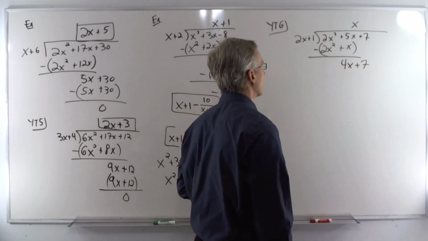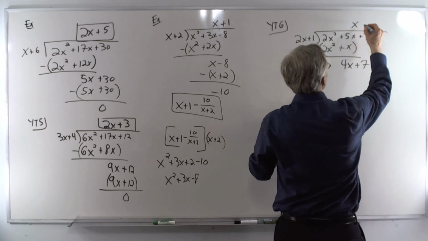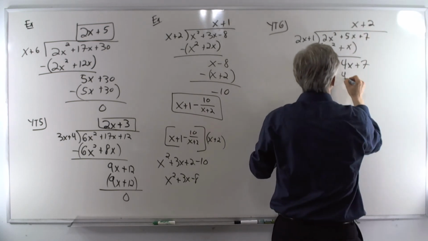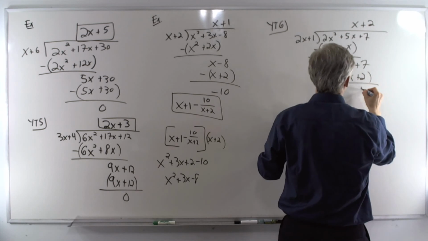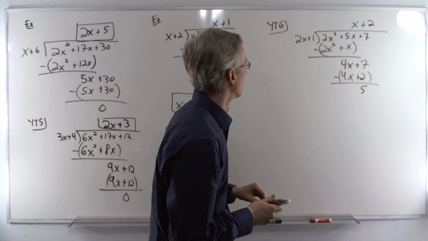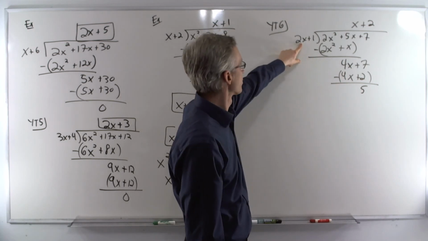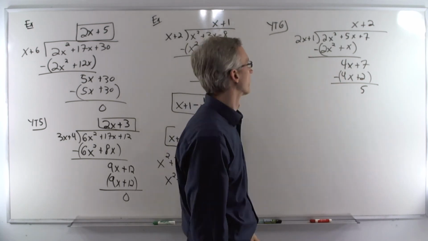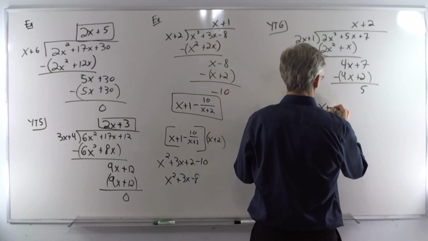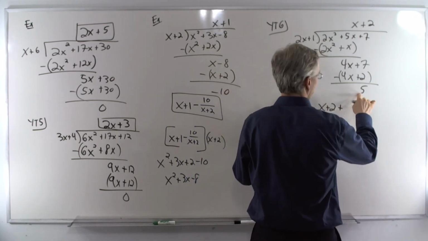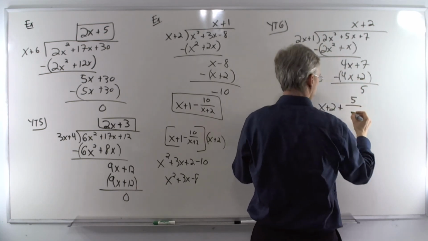All right, now we need to match 4x. So we'll multiply 2x by 2 to get 4x. So plus 2 up here, that gives us 4x plus 2. Subtract them and get 5. All right, so the degree here is lower than the degree of the leftmost term here, so we're done. That's our remainder. So the answer then is x plus 2 plus, we have a positive value, so it's plus 5 over the divisor, 2x plus 1.